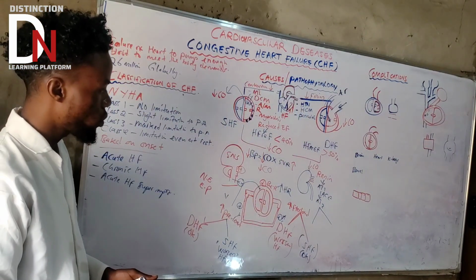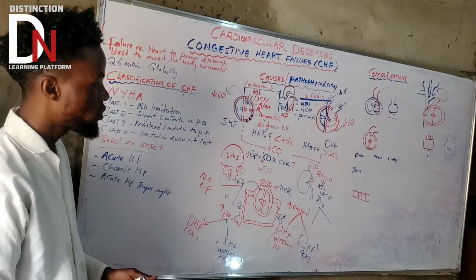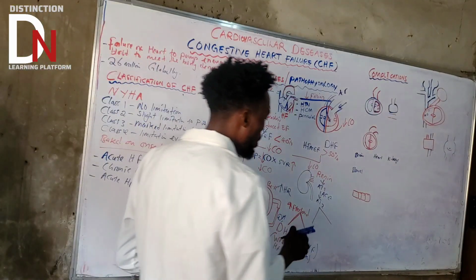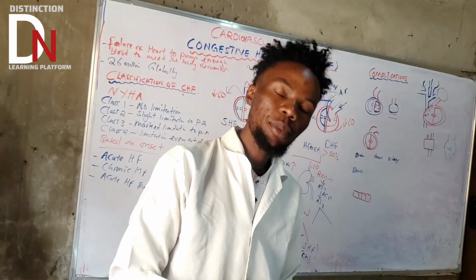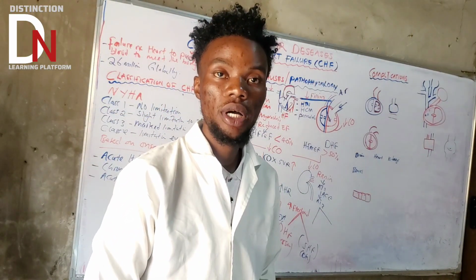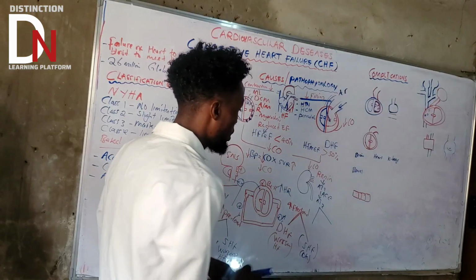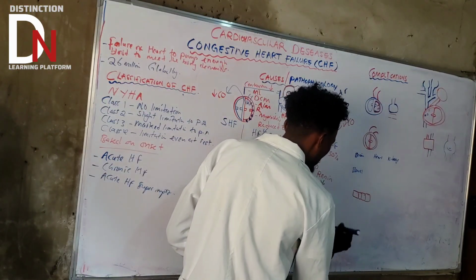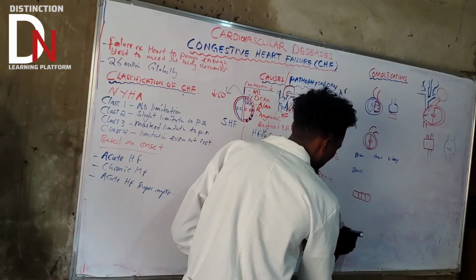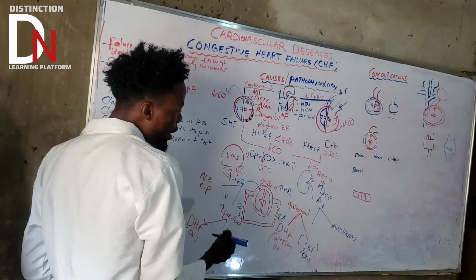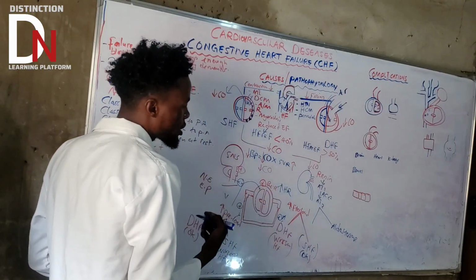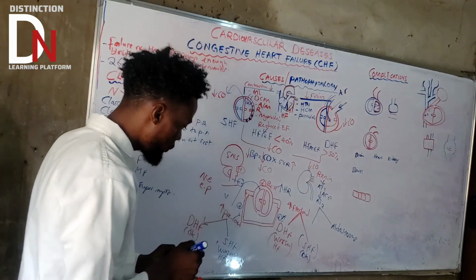The first effect of angiotensin 2 is that it's going to promote the further production of aldosterone from the adrenal glands. What else? The other effect is that it's going to have the same effect as norepinephrine and epinephrine on the blood vessels.